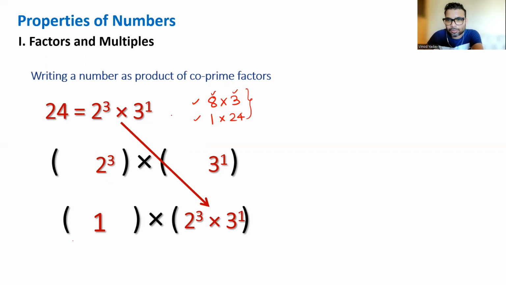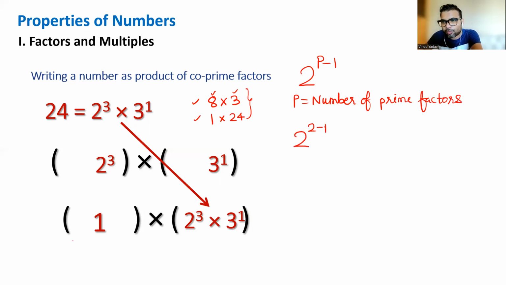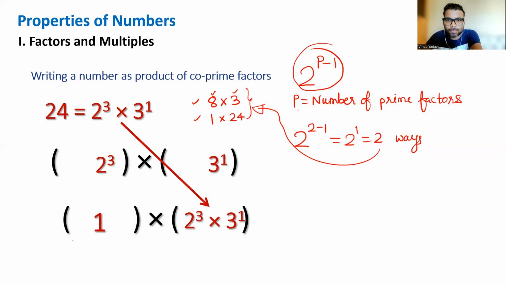Okay. All right. In general, the shortcut formula for this is 2 to the power p minus 1, where p is the number of prime factors present. So in case of 24, friends, there were two prime factors, isn't it? 2 and 3. So 2 to the power 2 minus 1, because the value of p is 2. It means 2 to the power 1, which is 2. So in two ways we can write it, and those two ways we could see manually because the number was very small. But for larger numbers, please remember this shortcut.